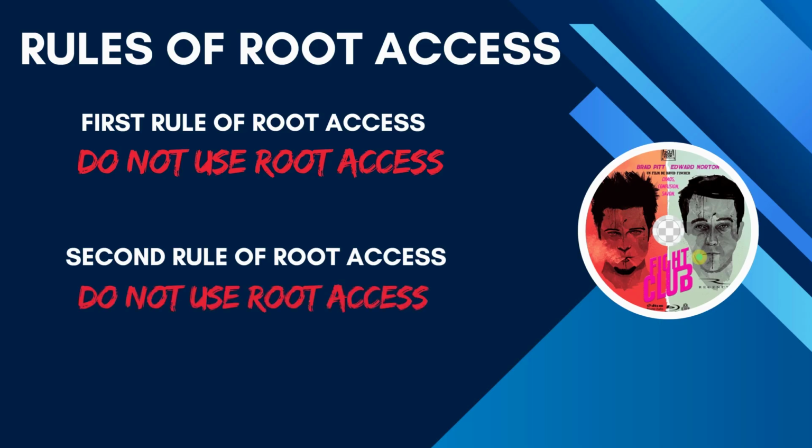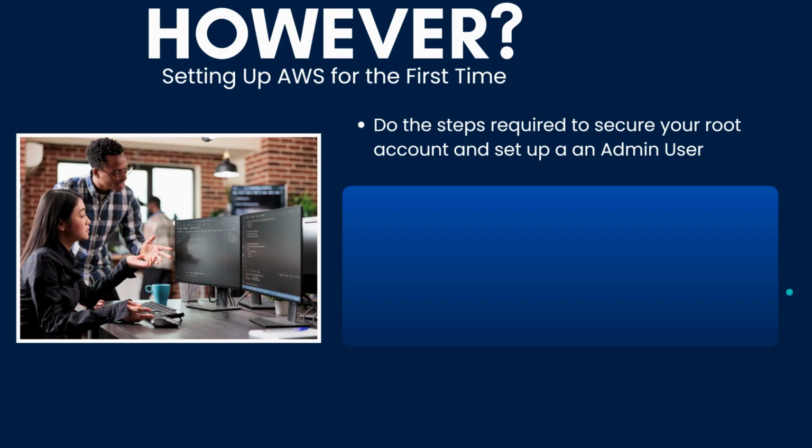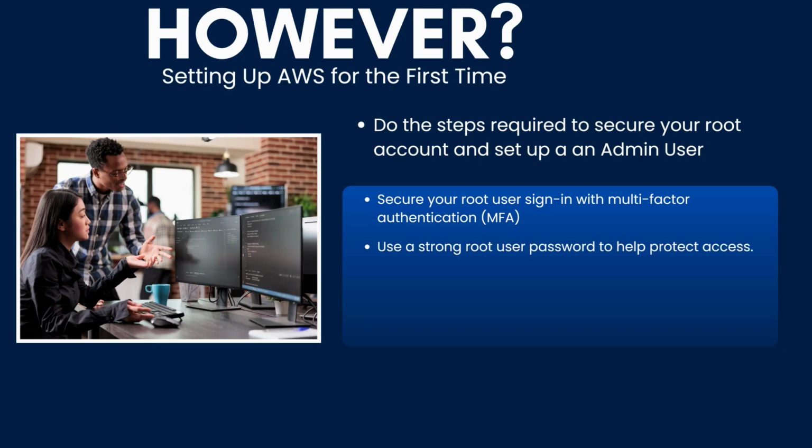root access. However, when you're setting up AWS for the first time, there's some steps required to secure your root account and set up an admin user. So enable multi-factor authentication, MFA, by going to My Security Credentials, selecting Assign MFA device, and following the setup with an authenticator app or hardware device. Next, if you haven't already, create a strong, unique password, at least 12 characters, mixing letters and numbers and symbols, and store it safely and never share it.